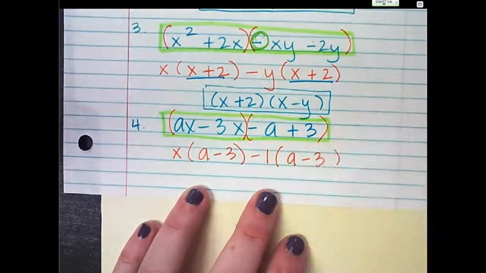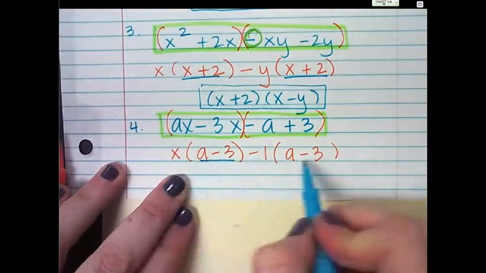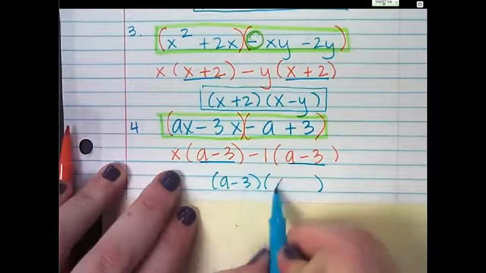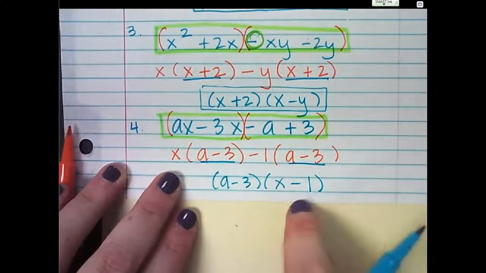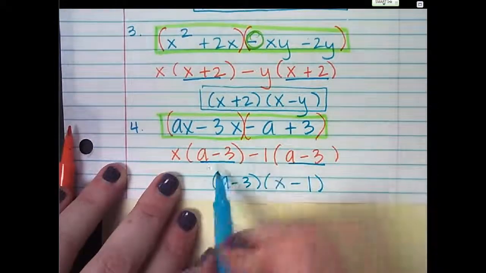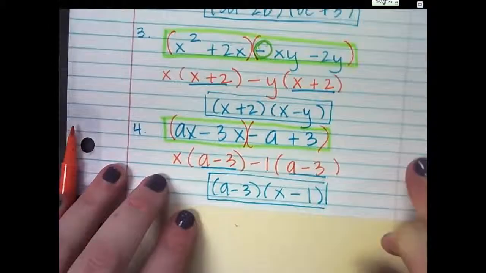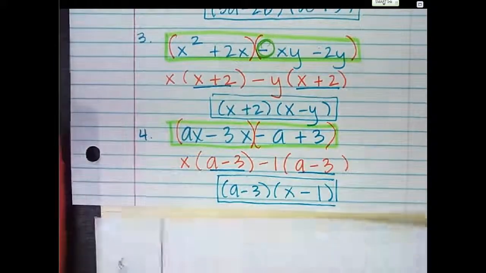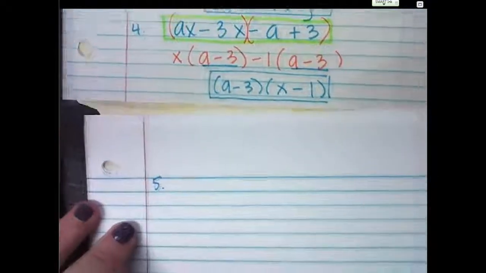Perfect. A minus 3. Now if you just put a negative here, it's okay, but what I see a lot is once you take your a minus 3 out, a lot of people get confused with what do I put with this x. So if you take out that negative 1, it makes it easier to write your binomial. Remember, you can multiply it back out to see if you get the correct answer. Okay, one more factoring by grouping. I think there's one on your homework like this.